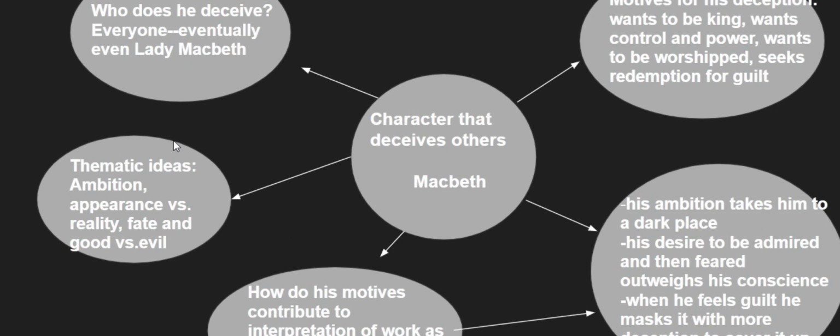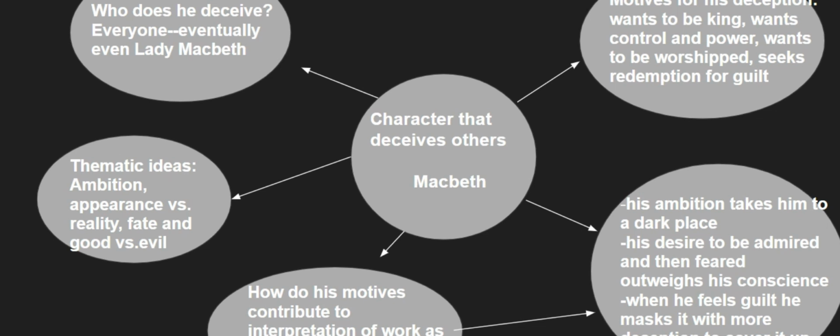So my first question is, who does Macbeth deceive? Technically, if you've read the play, he literally deceives everyone, eventually even his own wife. If you look at the right side, we want to think about the reasons for his deception. There are many reasons. The main one is he wants to become king. He wants control and power. He wants to be worshipped. And yet he also seeks redemption for the guilt and remorse that he does feel for committing murder in order to get where he is.